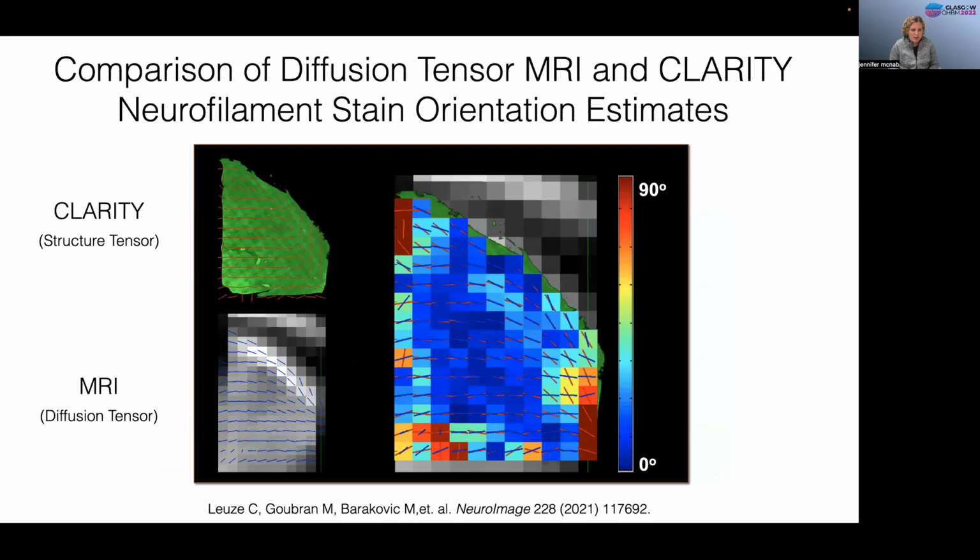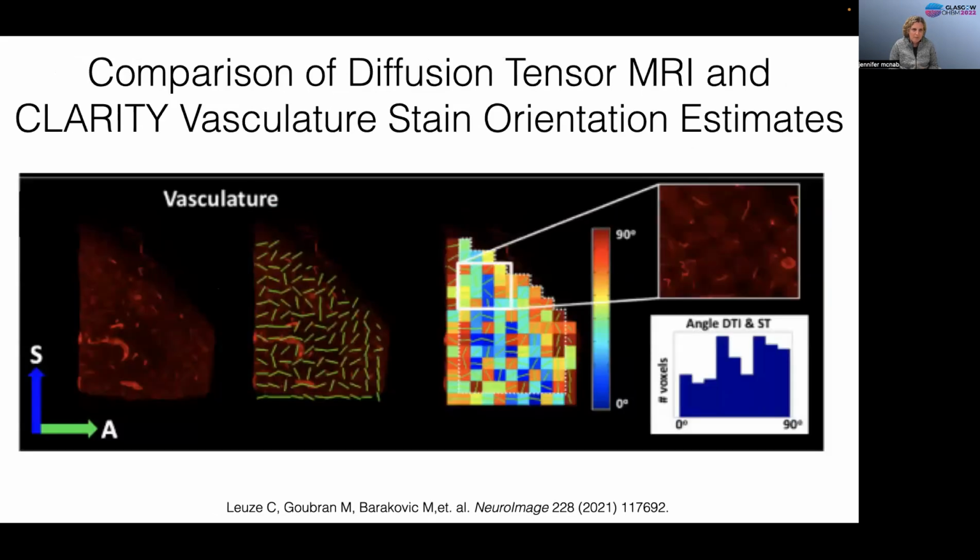This is an example side by side of the Cleari neurofilament stain with the structure tensor estimates at each location of each MRI voxel, and then a diffusion tensor estimate of the principal diffusion orientation at each of the MRI voxels. And the color map is showing the angular difference between those 2 orientation estimates, showing in the blue, very good agreement, low angular difference. Some disagreement around the edges of the sample, but generally a pretty close correspondence.